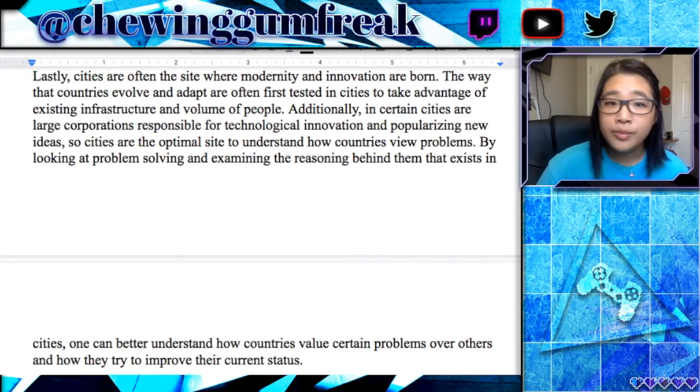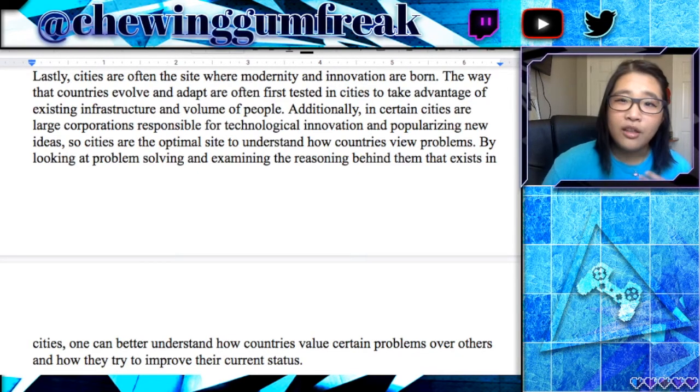By looking at problem solving and examining the reasoning behind them that exist in cities, one can better understand how countries value certain problems over others and how they try to improve their current status. So here I'm really talking about priorities and future goals of cities. I think I do an okay job of trying to tie my point back to the prompt, which is about why studying cities is important, but I think I can definitely strengthen this.